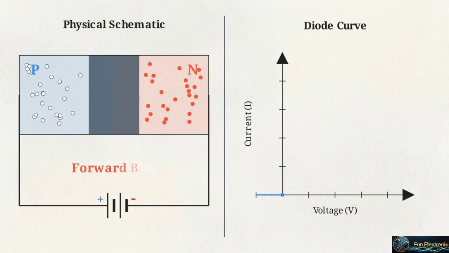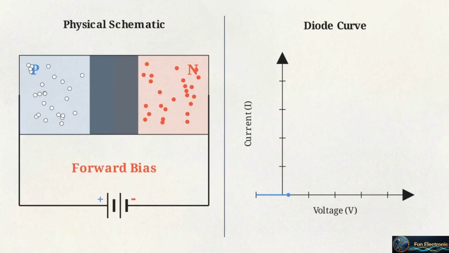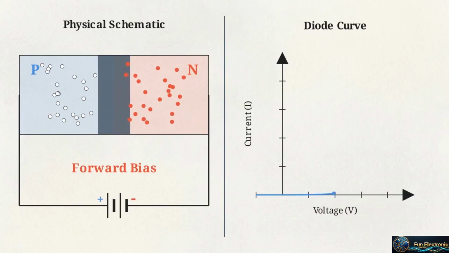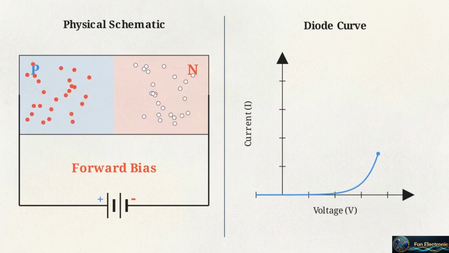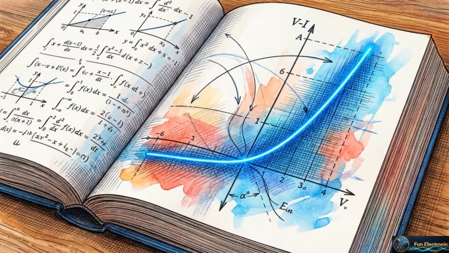But if we flip to forward bias, we push the charges back. Once we overcome that built-in voltage, the wall rapidly shrinks. With the barrier gone, current shoots upward exponentially. The complex exponential curves found in engineering textbooks are actually just mathematical maps of this physical wall expanding and collapsing.